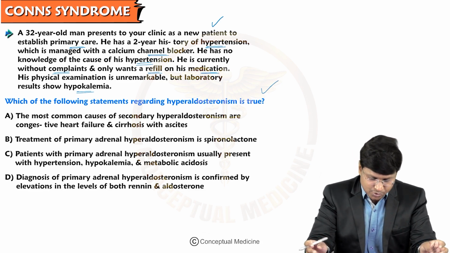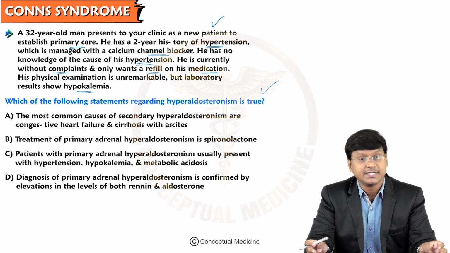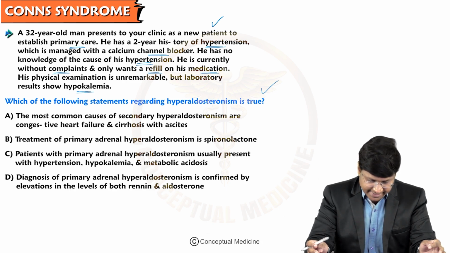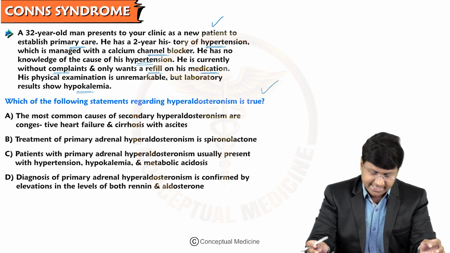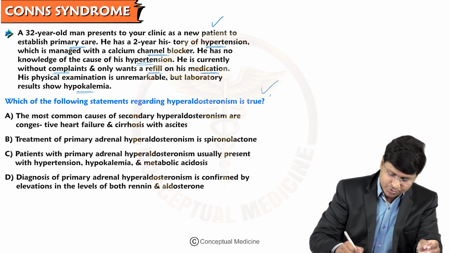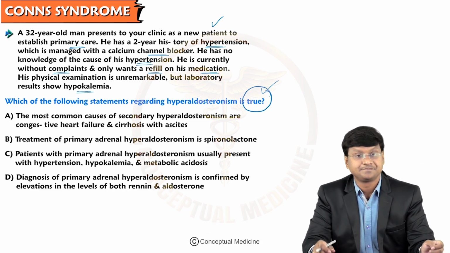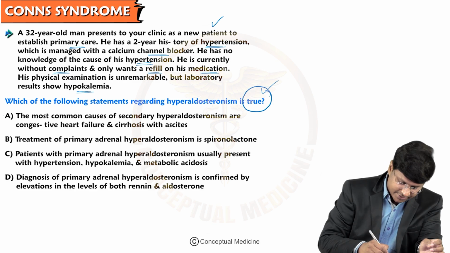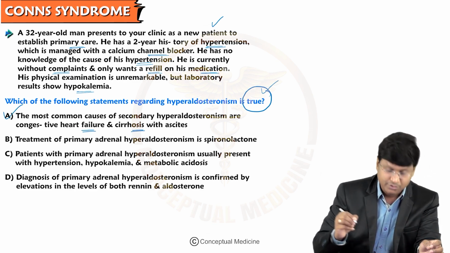First option, the most common causes of secondary hyperaldosteronism are congestive heart failure and cirrhosis with ascites. Second option, treatment of primary adrenal hyperaldosteronism is spironolactone. Third option, patients with primary adrenal hyperaldosteronism usually present with hypertension, hypokalemia and metabolic acidosis. Fourth option, diagnosis of primary adrenal hyperaldosteronism is confirmed by elevation in the levels of both renin as well as aldosterone. So the question asked is, which is a true statement regarding hyperaldosteronism? Remember, the most common cause of secondary hyperaldosteronism is congestive heart failure and cirrhosis of liver.